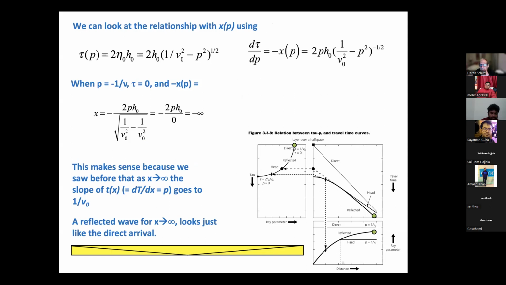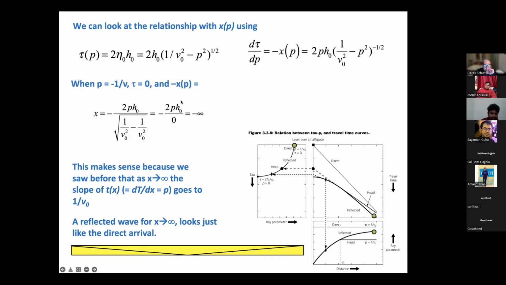And we can look at the relationship between tau of p and x if we rewrite our tau of p again as 2 eta naught h naught, which is 2 h naught times the square root of 1 over v naught squared minus p squared. And then we can take the derivative to find that d tau dp equals negative x of p. And this just equals 2p h naught times the square root of 1 over v naught squared minus p squared.